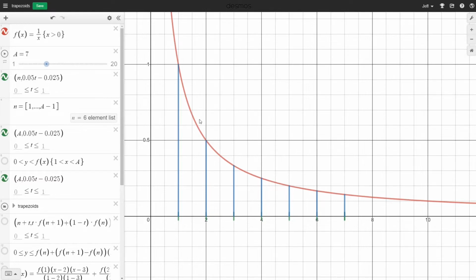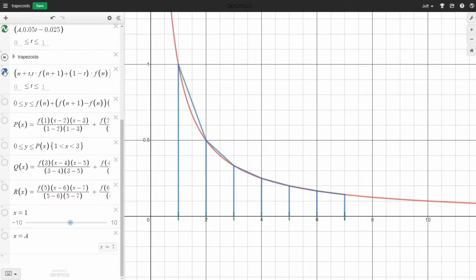If instead of constructing rectangles for this function, which happens to be 1 over x, we construct trapezoids, we can see that, well, for one thing, the trapezoids will give us an area that's a little bit too big for the integral of 1 over x from 1 through 7. This may be because 1 over x is a concave up function.